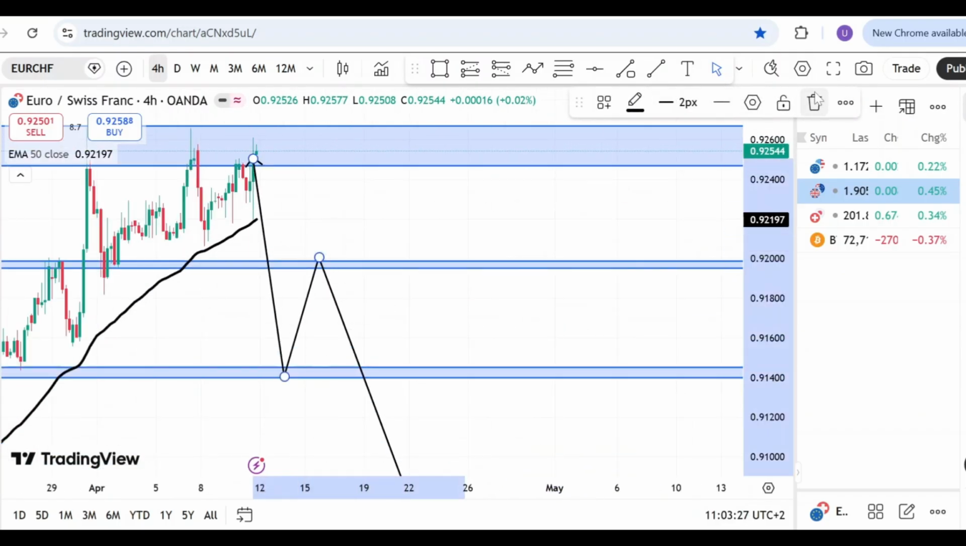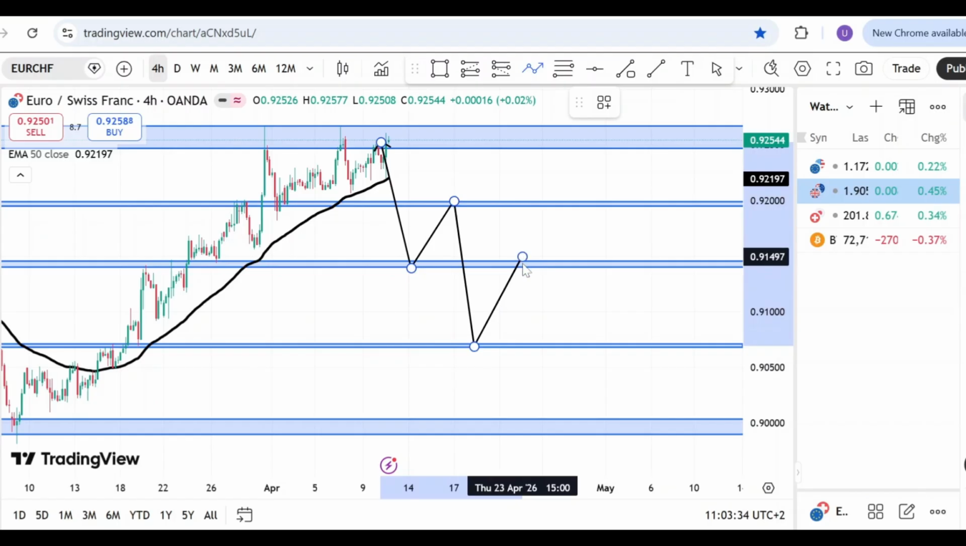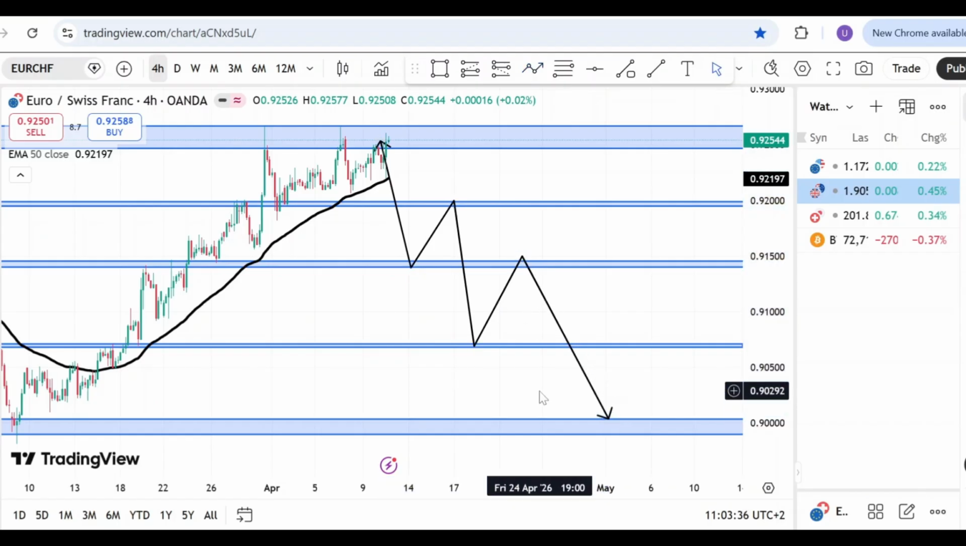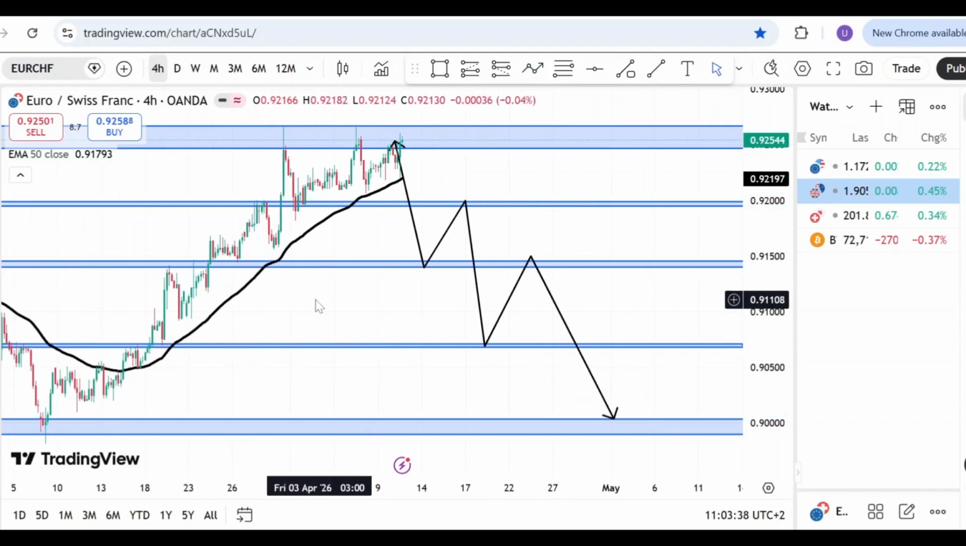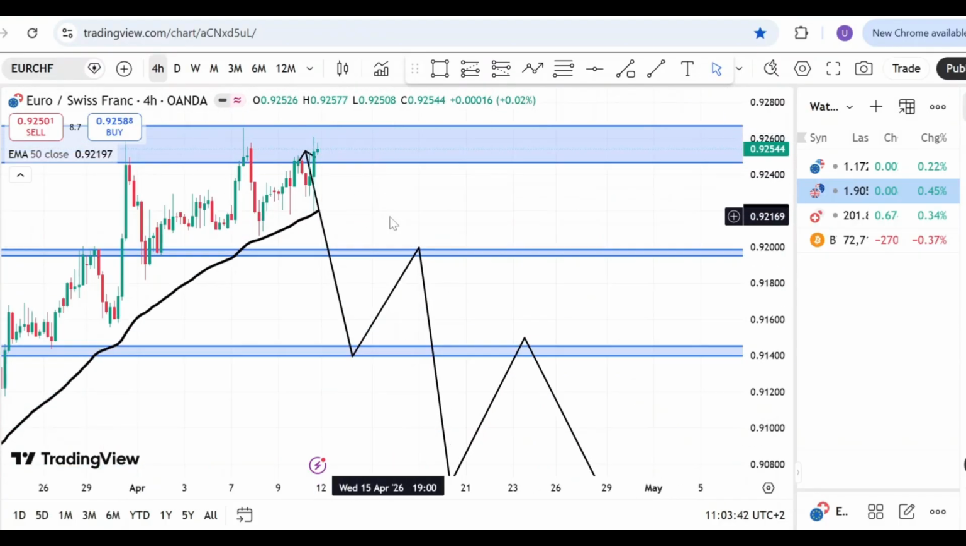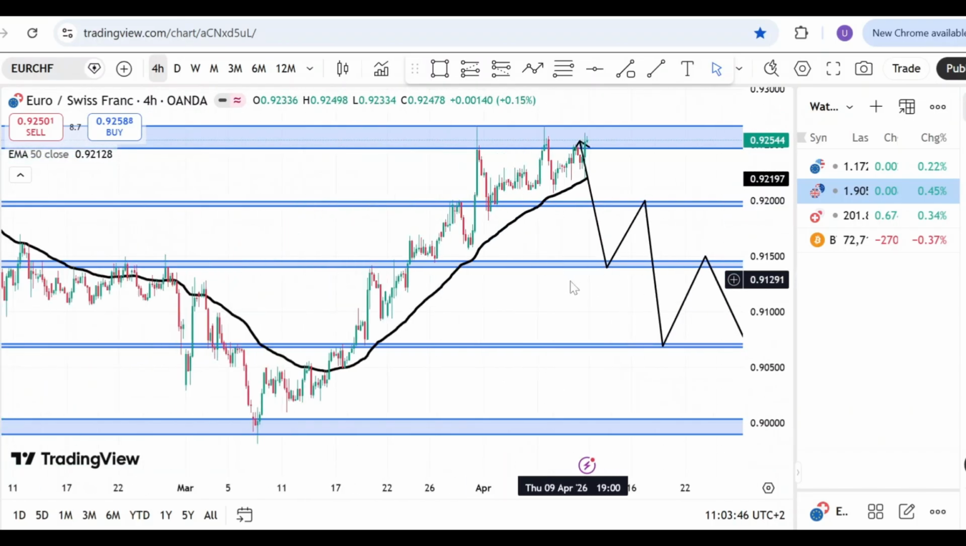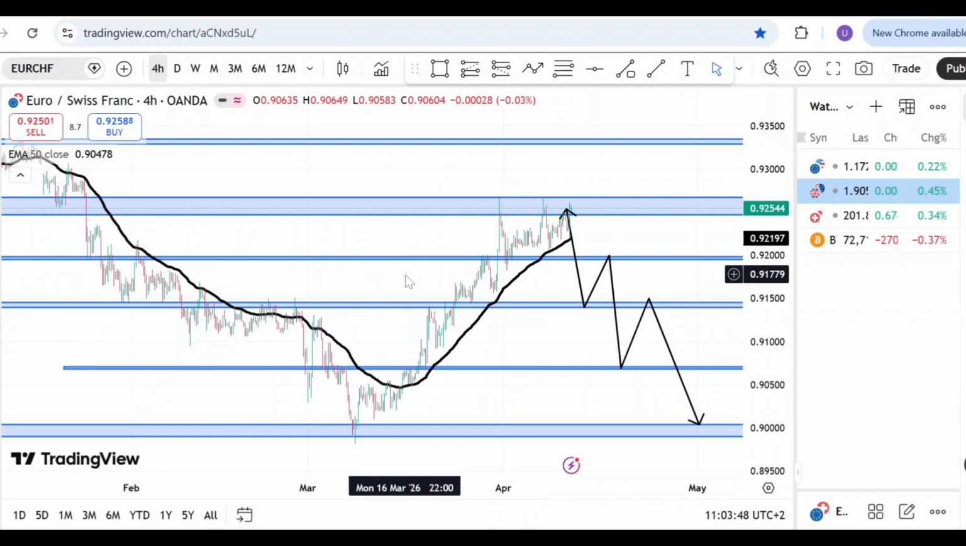This is EUR/CHF. We can expect things to happen like this: lower low, lower high, lower low, lower high, in this manner. In the lower time frame we are in an uptrend, but on the higher time frame it is a beautiful bearish. So you are waiting for a change of character before looking for a sell.